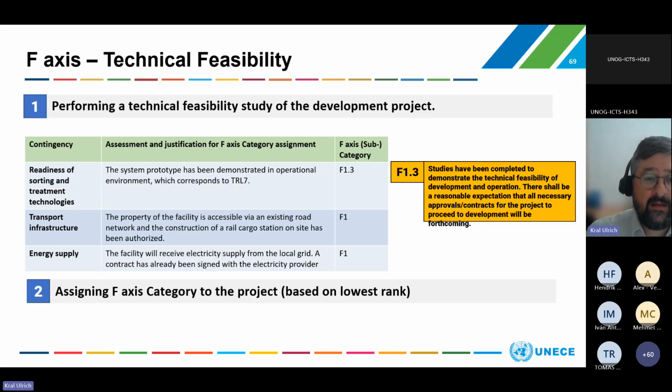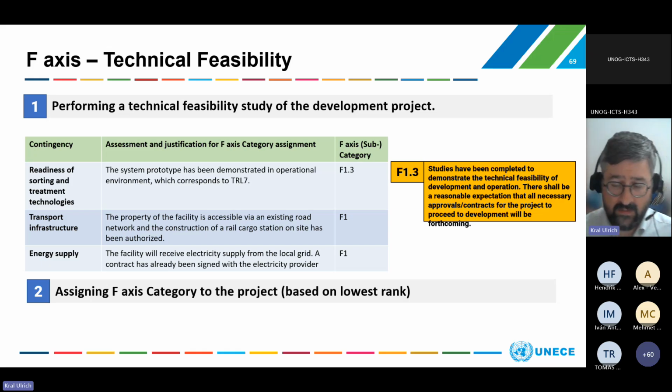In this dummy example, it's justified by giving the fact that the technology is currently at TRL level 7. And in the UNFC guidance for Europe document, there is a correspondence table between the technical readiness levels and the selection of the F-axis categories. So in this case, we have a readiness level of 7, which corresponds to F1.3. And there could also be other factors like transport infrastructure, energy supply, and so on.